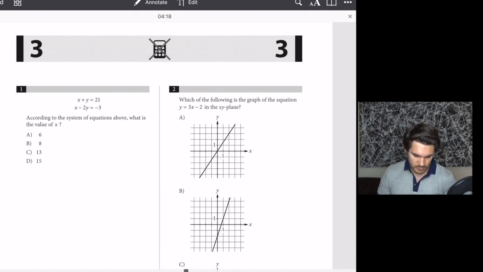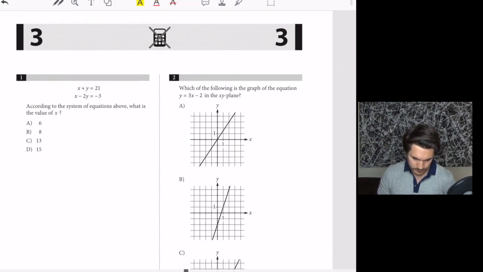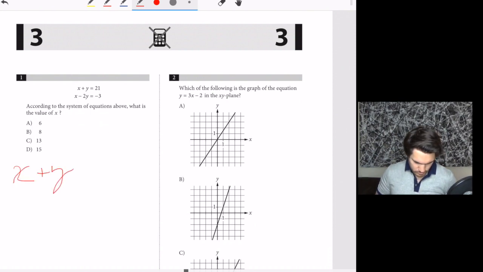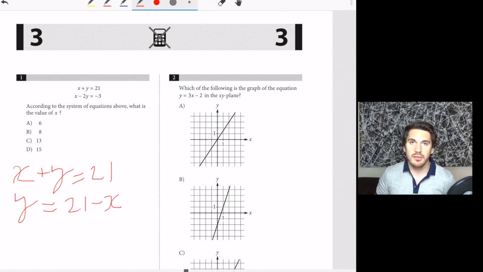Let's start with the first equation. x plus y equals 21. Let's solve it for y. y equals 21 minus x. Simple enough. Now we plug that into the second equation.